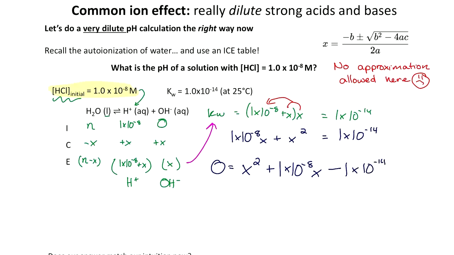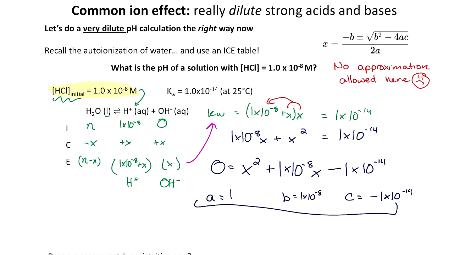All right, so that means our A, B, and C terms equal what? A is equal to 1, B is equal to negative 8, and then C is equal to negative 1 times 10 to the negative 14. All right, so now you can solve this. Again, for very, very dilute acid concentrations or base concentrations, you have to do the full-blown quadratic.